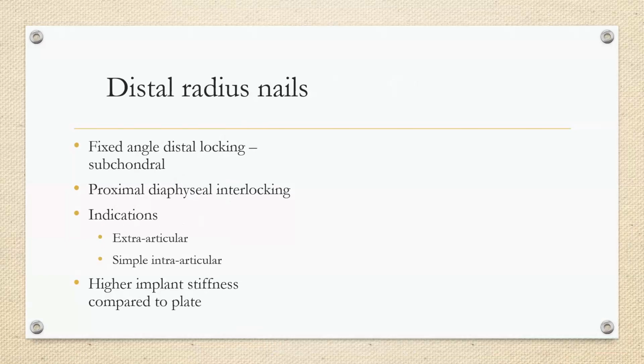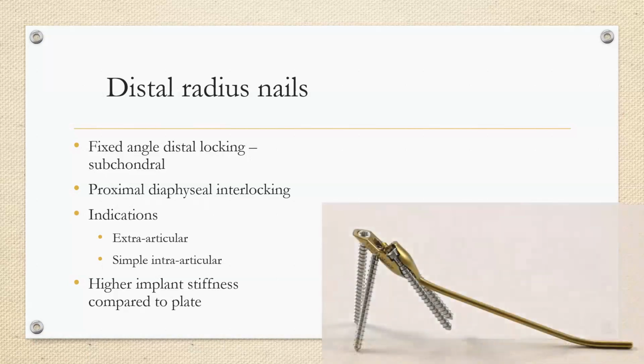So what are the other recently available implants? First we have the distal radius nail, which, as you know, has fixed angle distal locking for the subchondral surface of the bone, and a proximal diaphyseal interlocking for rotational stability. The distal radius nail again has very limited indications. It is indicated for a simple extra-articular fracture without much comminution, as well as a simple intra-articular fracture. The implant as such is found to be a more stable construct as compared to the volar locking plate.